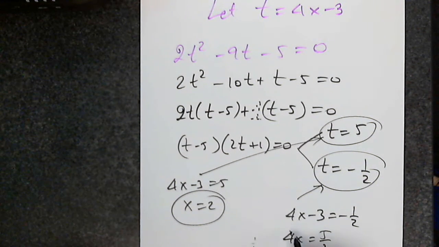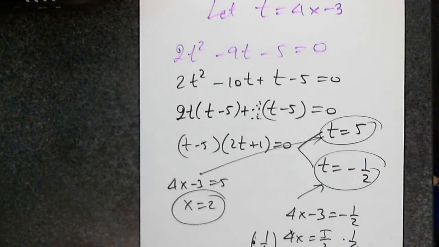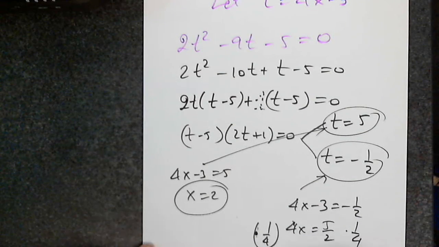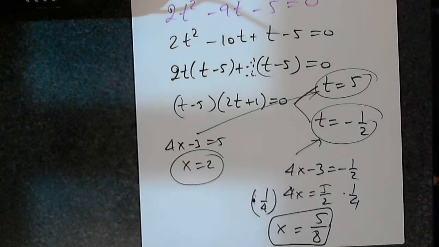And then I divide both sides by 4, but I'd rather say that I'm multiplying both sides by 1/4. It's easier to multiply than divide. So I have x equals 5 divided by 8. Very good pick.